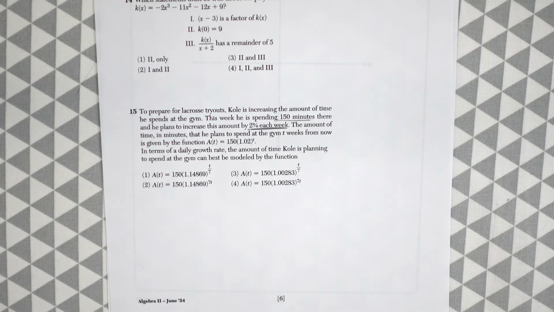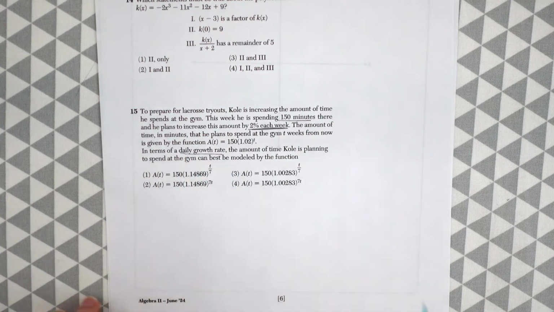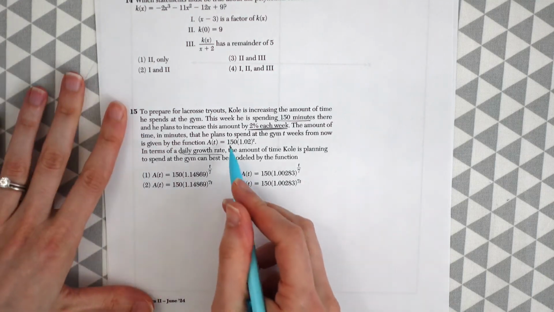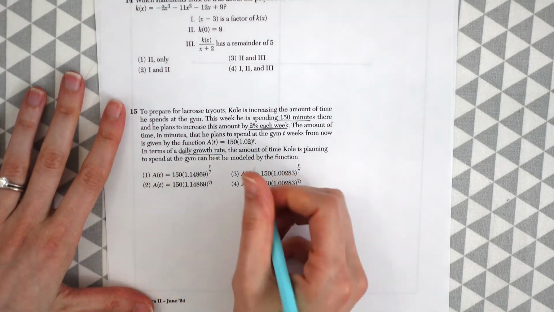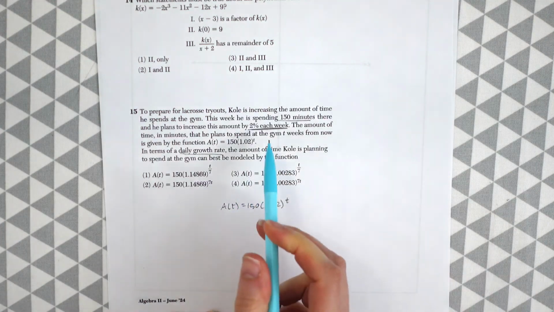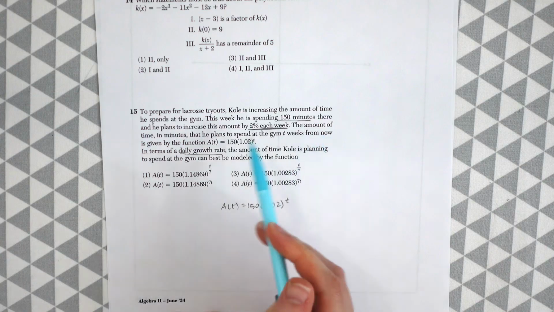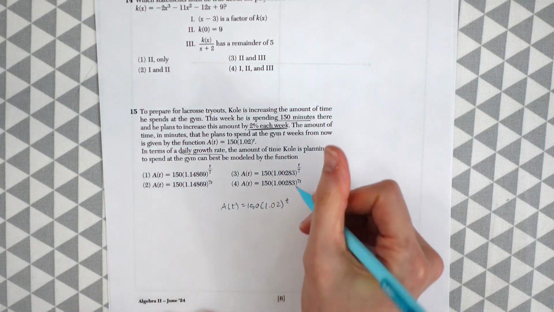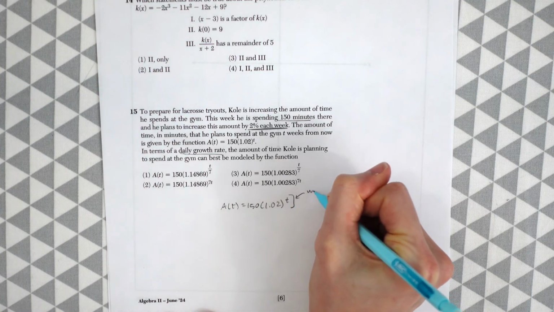In terms of a daily growth rate, the amount of time Cole is planning to spend at the gym can be modeled by the function what? And then they have all these different examples. So let's look at this function here that they give us. And remember what this represents. This represents the amount of time that he plans to spend at the gym t weeks from now. So this whole thing is weeks from now.